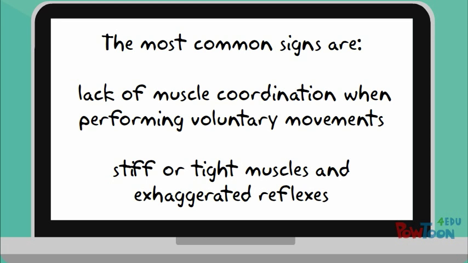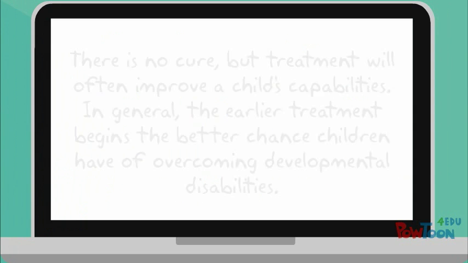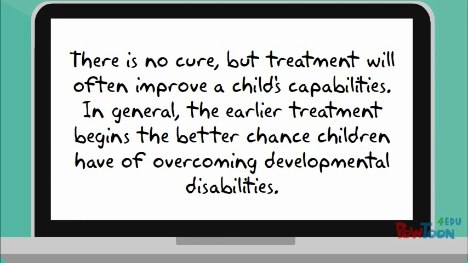The most common signs of cerebral palsy are lack of muscle coordination when performing voluntary movements, stiff or tight muscles, and exaggerated reflexes. Other signs include walking with one foot or leg dragging, walking on toes, a crouched gait, or a scissored gait. There is no cure, but treatment will often improve a child's capabilities. In general, the earlier treatment begins, the better chance children have of overcoming developmental disabilities.